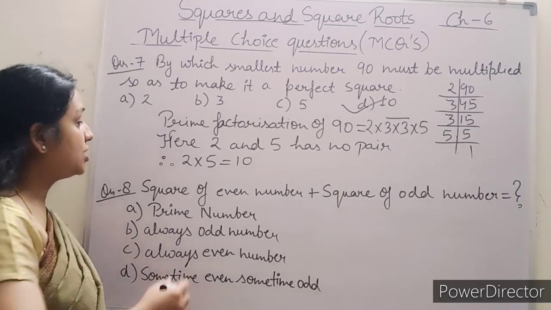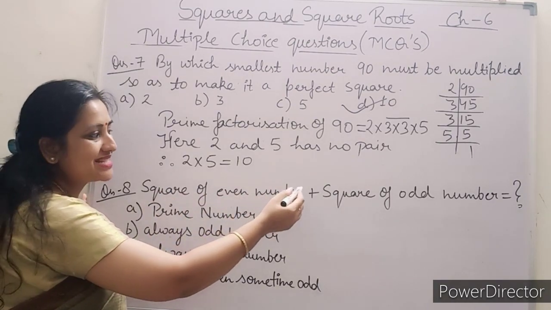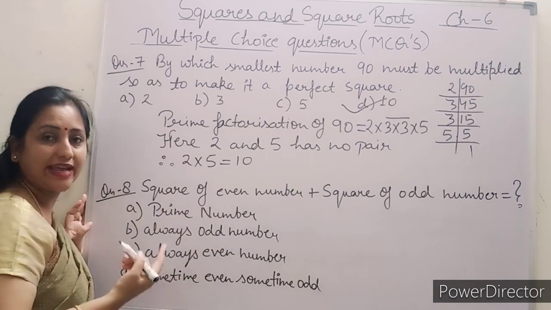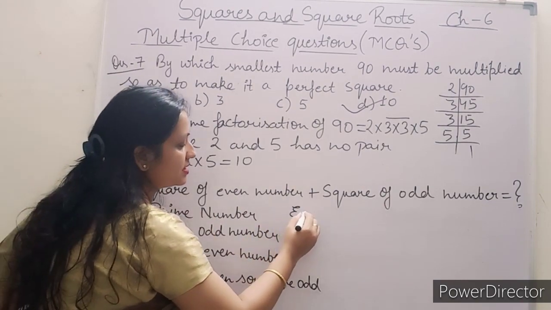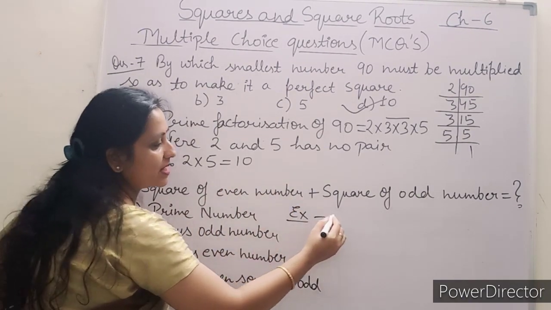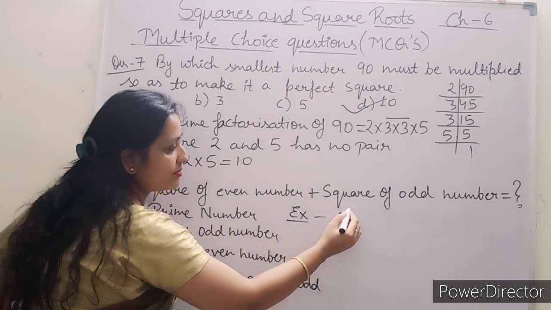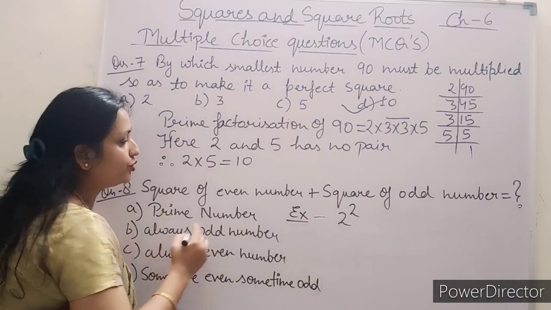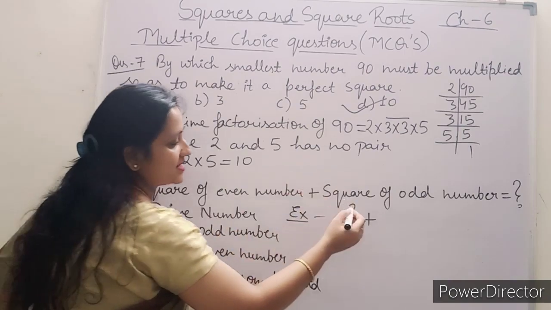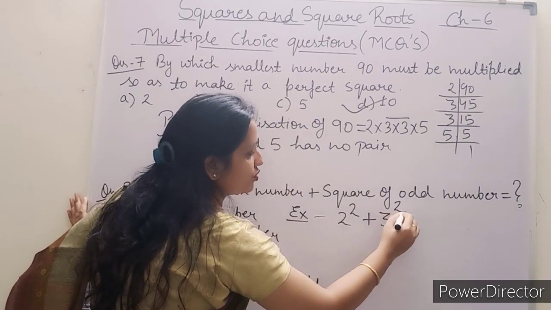Question number 8. Square of an even number plus square of an odd number. To check this, we'll take one example. Suppose in place of the even number, we'll take 2. 2 is an even number. Square of 2 plus square of an odd number. The next number, suppose we'll take 3 square.